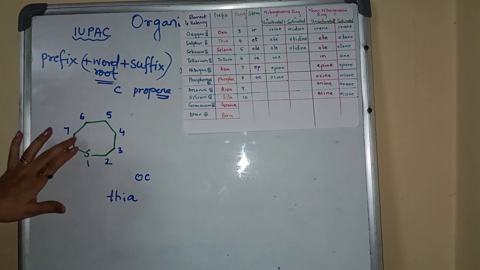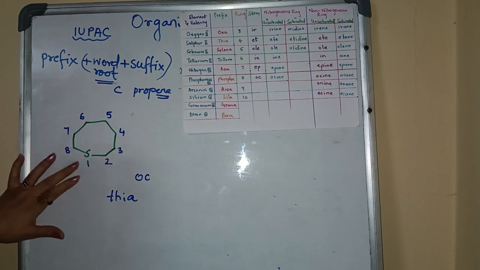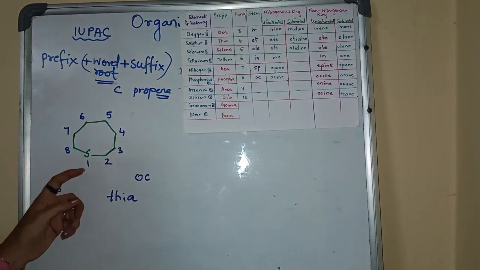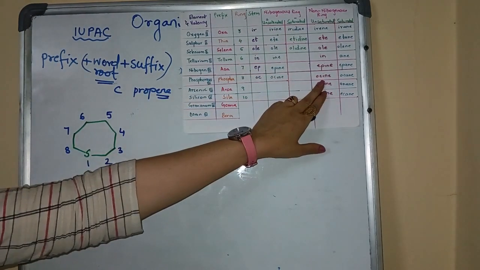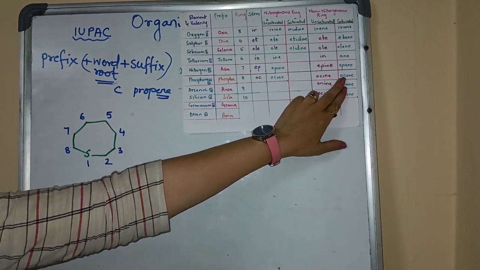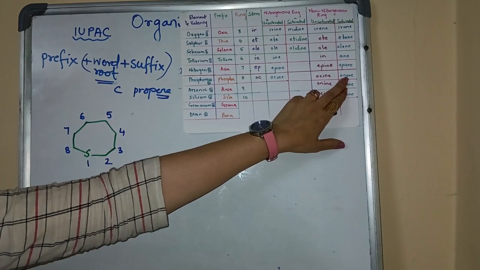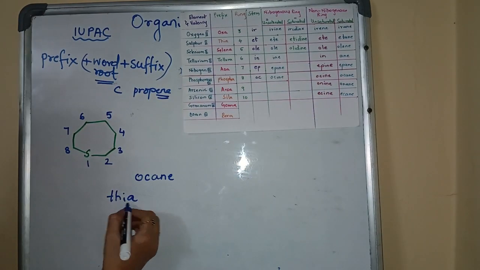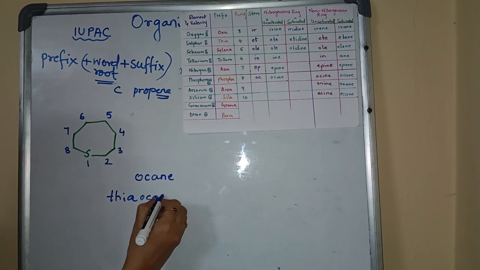Now this is a saturated compound. It is not containing any nitrogen in the ring. Therefore we will omit this table and we will take this table. Now for a saturated 8-membered ring, we have the end word ocane. We got the final word thiocane.